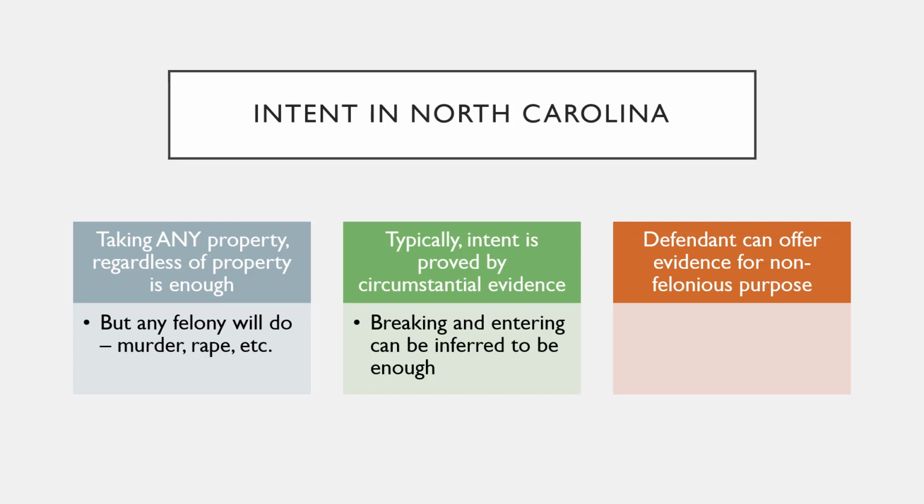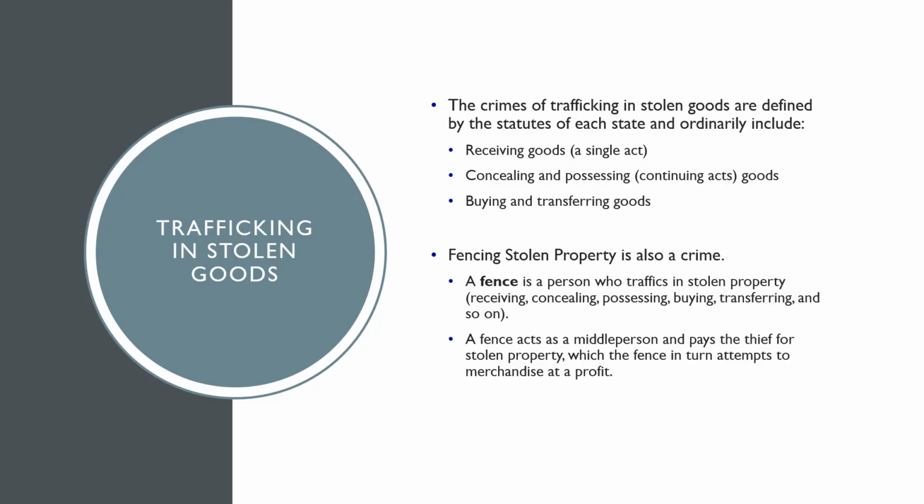All right, well, people steal stuff, then they've got to do something with it, and that's going to be trafficking in stolen goods. This is going to be either receiving goods that are stolen, concealing goods that are stolen, or transferring goods that are stolen. The person who buys and sells goods that are stolen is called a fence. They can be charged with receiving, concealing, possessing, buying, transferring, and so on. He's really the middle person. He's really the person economically that drives some of this besides the consumer.